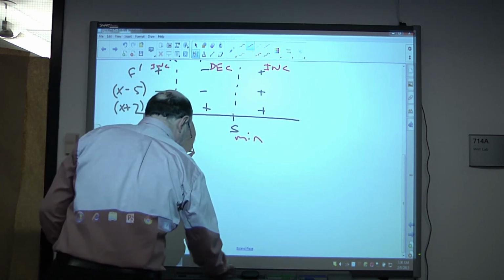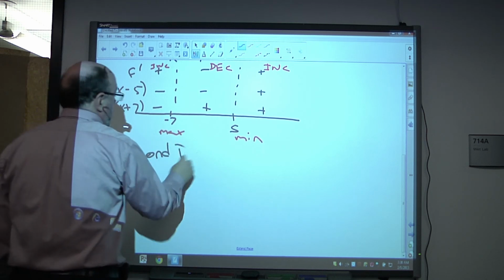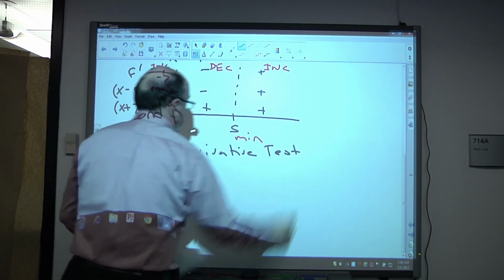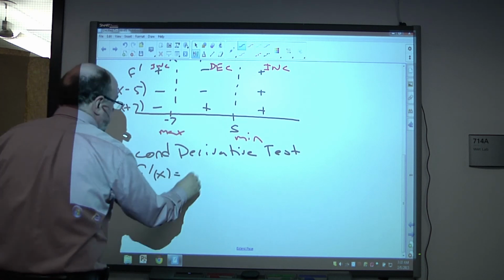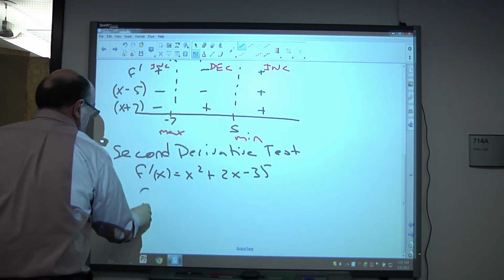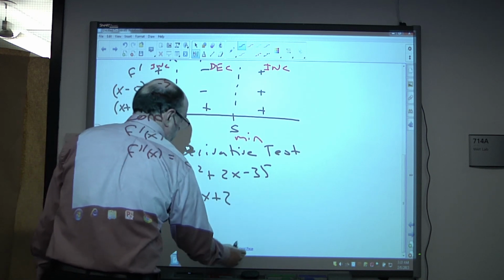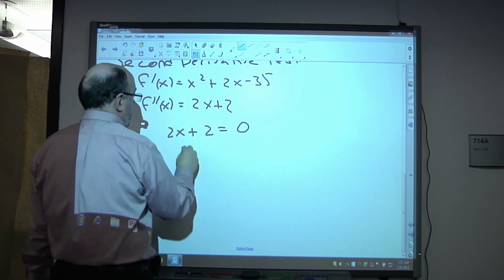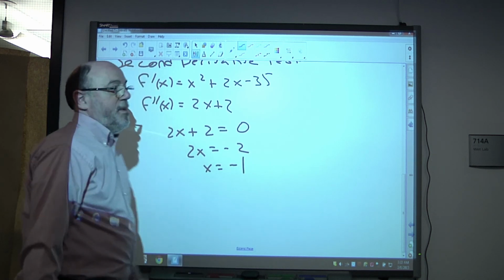Okay. So now we get to the second derivative test. We have that the first derivative was x squared plus 2x minus 35. So my second derivative is going to be 2x plus 2. Take that derivative, set it equal to 0. So 2x equals minus 2, so x equals minus 1.